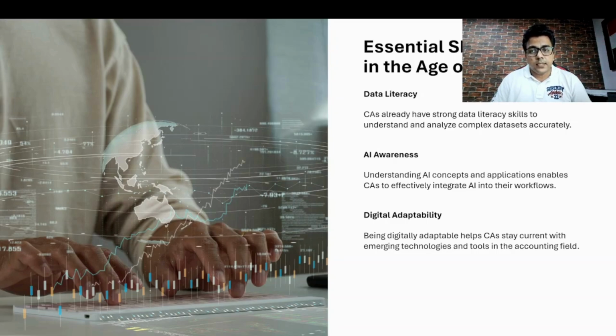The second essential skill for the CA is AI awareness. For CAs, I would rather say data literacy is not the essential skill. This is the skill which a CA already possesses. The important skill is AI awareness: how this data literacy can be used with AI. Understanding AI concepts and applications enables the CA to effectively integrate AI into their workflows and get more output from that data, from that knowledge level.